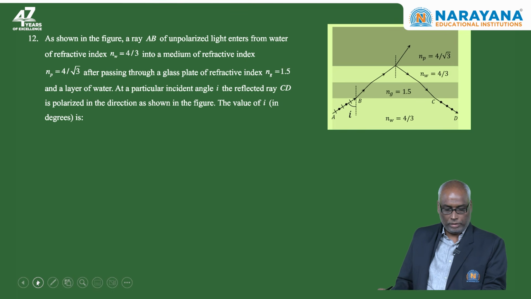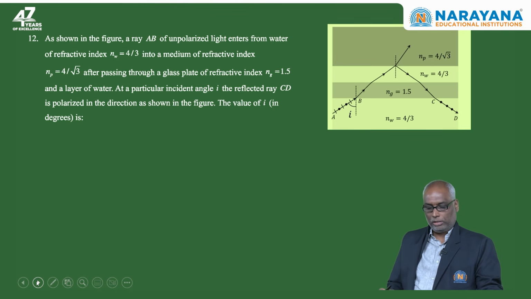As shown in the figure, a ray AB of unpolarized light enters from water of refractive index 4 by 3 into a medium of refractive index 4 divided by root 3, after passing through the glass plate of refractive index Ng equal to 4 by 3 and a layer of water. At a particular angle of incidence I, the reflected ray CD is polarized in a direction as shown in the figure. So if CD should be completely polarized, at the point of reflection, the angle of incidence should be the Brewster's angle.